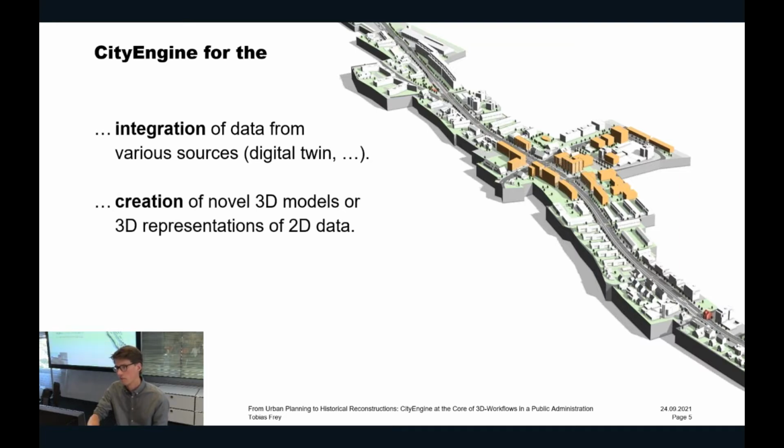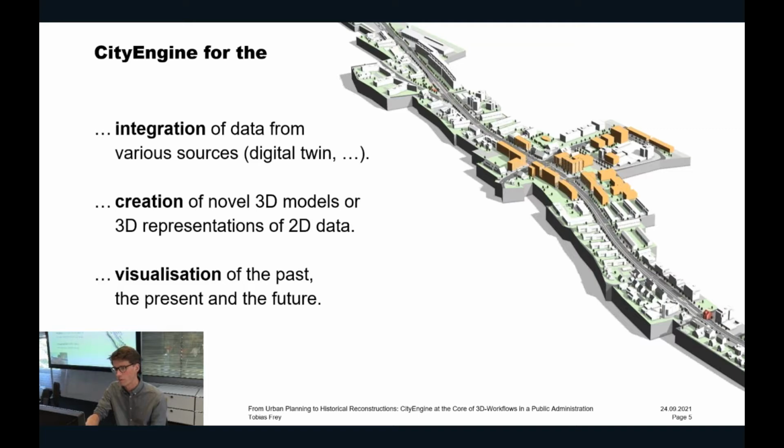The second part is the creation of novel 3D models, for example, new designs for urban planning, or very often also the 3D representation of already existing 2D data. And the third part is the visualization, and in our case, it's often the past, the present, and very often, at least in the case of urban planning, the future.